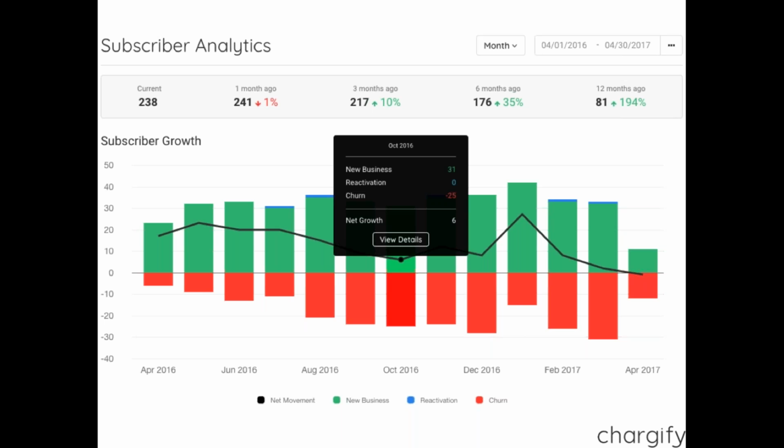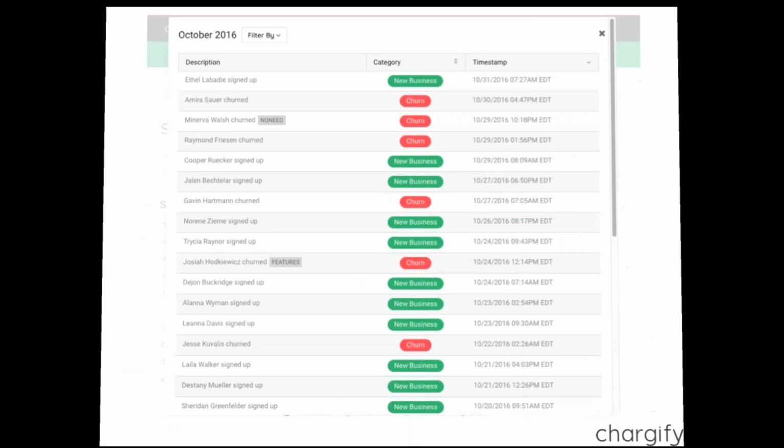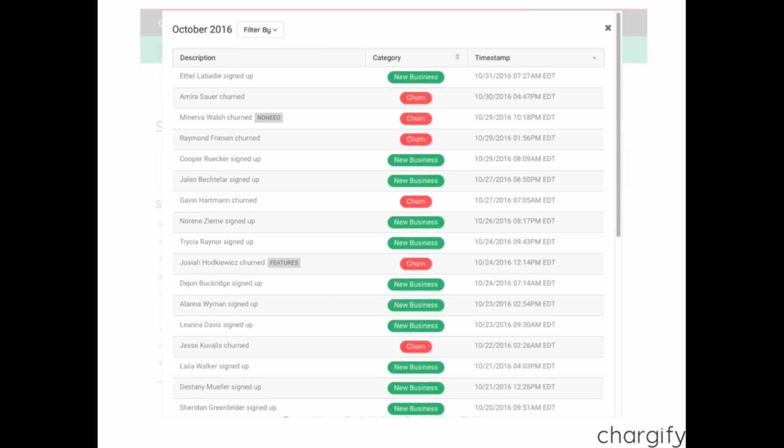If I wanted to view the details, just like in the MRR analytics, I can look at the specific footprints of movement. These are the churn reason codes as well. If you look at the churn portion, there's a churn reason of no need, and we'll get into these in a little bit. But these are essentially the breakdowns of the different movements related to the subscriber count. Let's go ahead and go into the application just to see what all of these analytics actually look like in action.